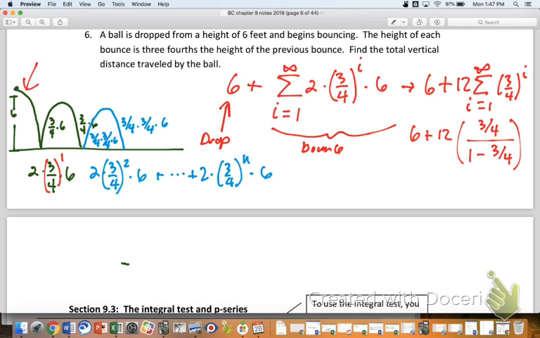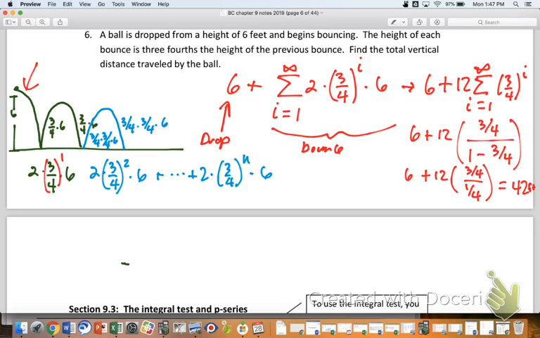We do a little arithmetic with that. 6 plus 12, that would be 3/4 over 1/4. So that's really 3, and 12 times 3 is 36, plus 6 is 42. So 42 feet, I guess it would have to be. 42 feet for the amount of distance that the bouncing ball actually traveled.